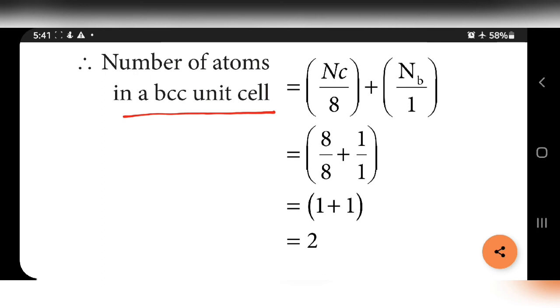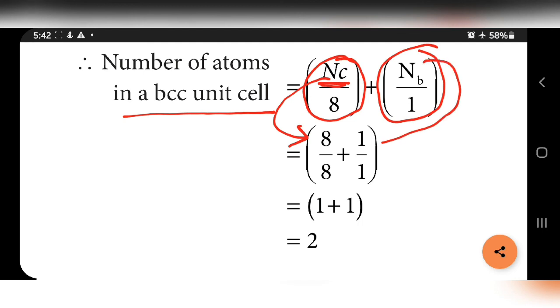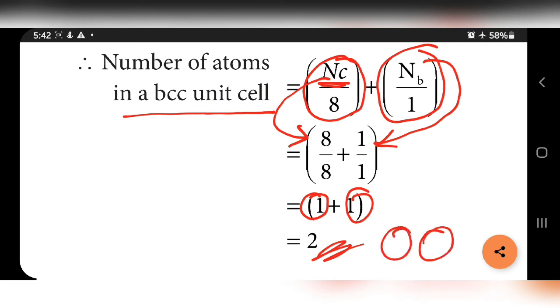For calculating the number of atoms in BCC, the formula is Nc by 8 plus Nb by 1, because for body center cubic, atoms are present at the corner and also at the body center. So this is the formula for corner atoms and this is the formula for body center atoms. Nc, number of atoms at the corner, is 8, so 8 by 8. The number of atoms at the body center is 1, so 1 by 1. So 8 by 8 means 1, 1 by 1 means 1, so 1 plus 1 is 2. So totally how many atoms do you get? If you collect all the atoms present in the body center cubic, you will get 2 full atoms. This is the body center cubic unit cell.